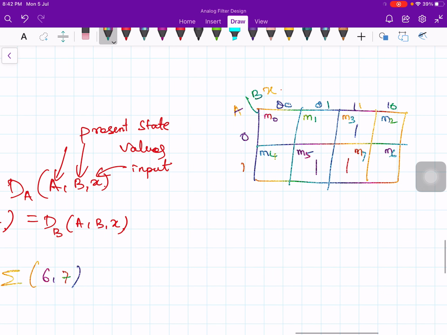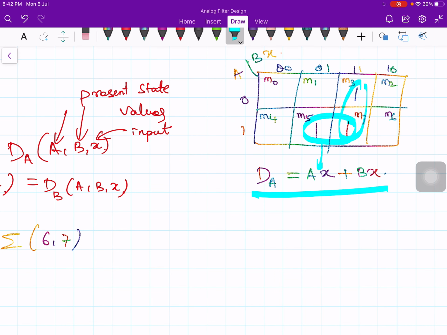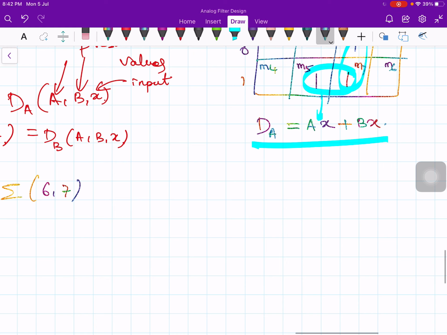So if you simplify this, your DA is AX plus BX. If you combine these two, you will get AX. If you combine these two, then you will get BX. Okay, this is my DA. And then similarly, you can find out the simplified expression for DB.